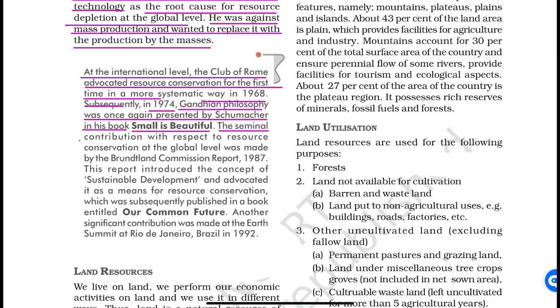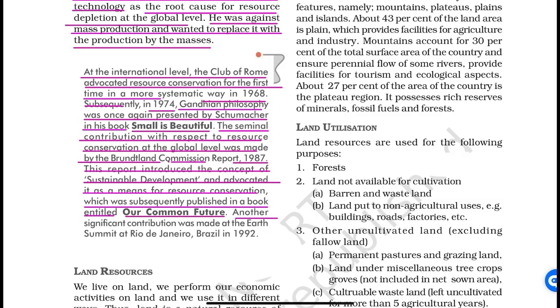The seminal contribution with respect to resource conservation at the global level was made by the Brundtland Commission Report, 1987. This report introduced the concept of sustainable development and advocated it as a measure for resource conservation, which was subsequently published in a book entitled Our Common Future. Another significant contribution was made at the Earth Summit at Rio de Janeiro, Brazil in 1992, that you studied earlier.